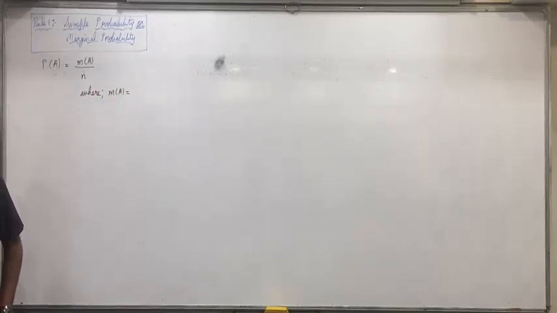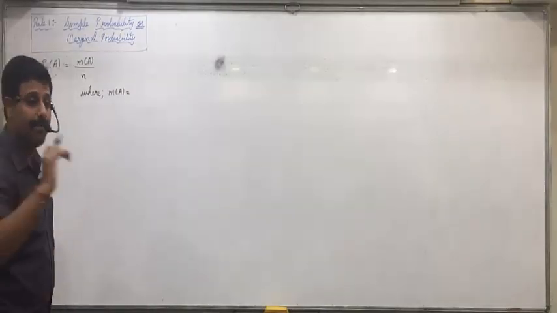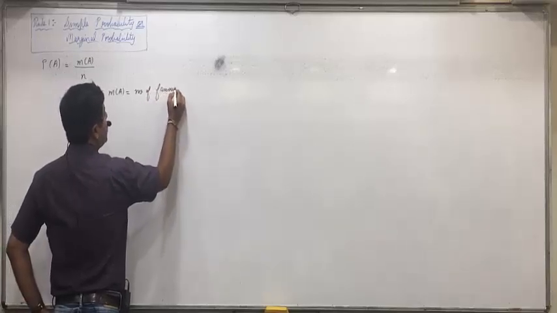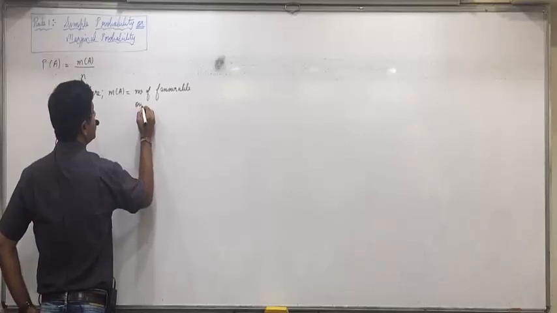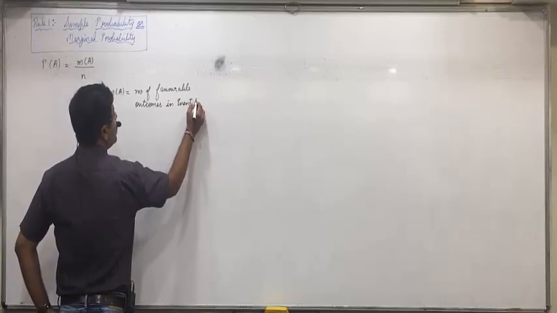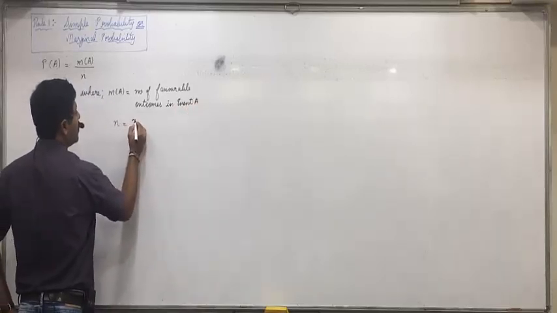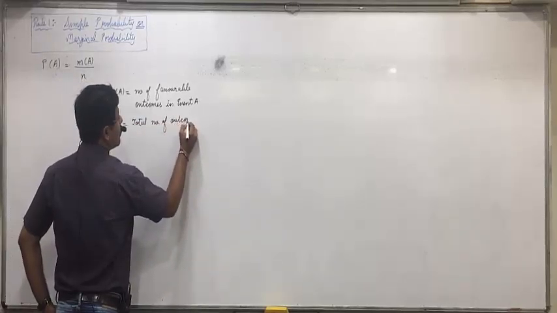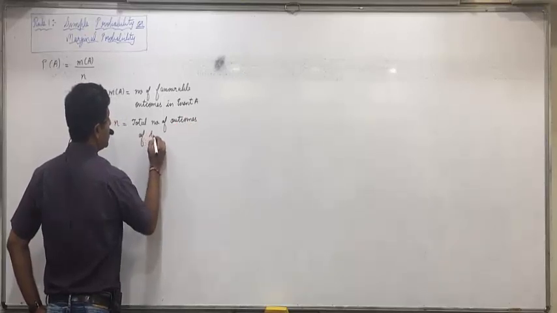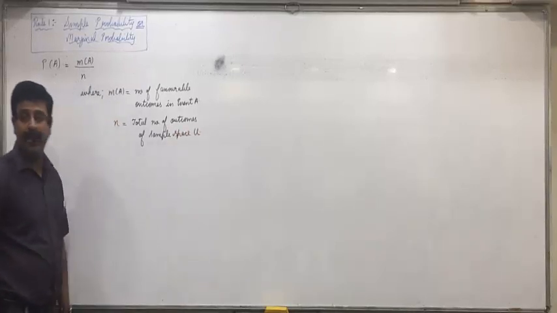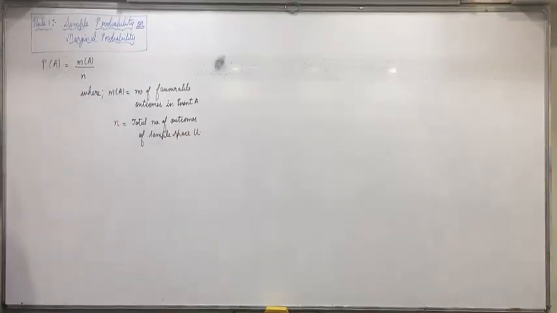The number of outcomes in the event will be denoted as m. So m of A stands for number of favorable outcomes in event A, and n stands for the total number of outcomes of sample space U. Okay, m will be the number of favorable outcomes in event A, n will be the number of outcomes of sample space U.